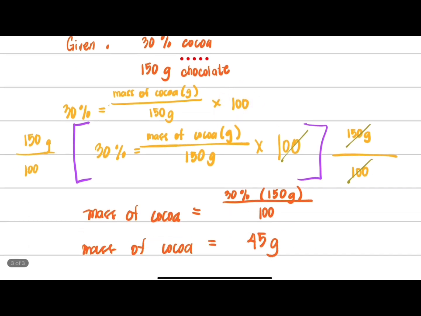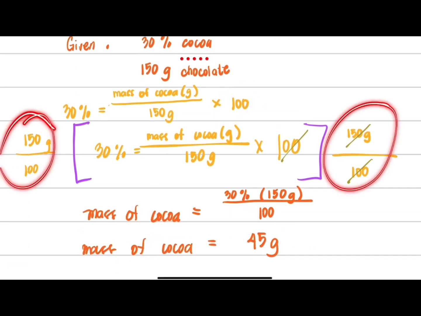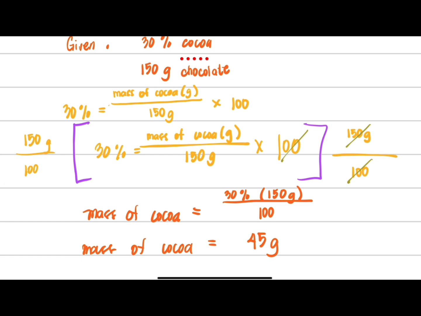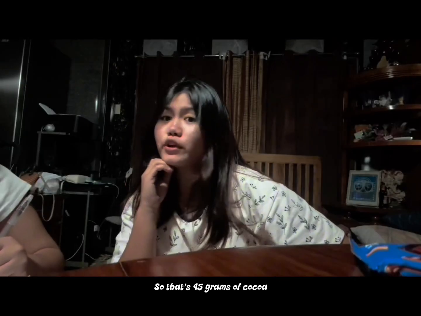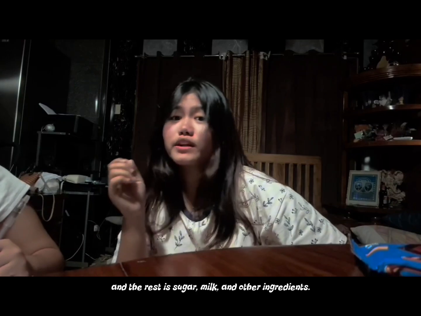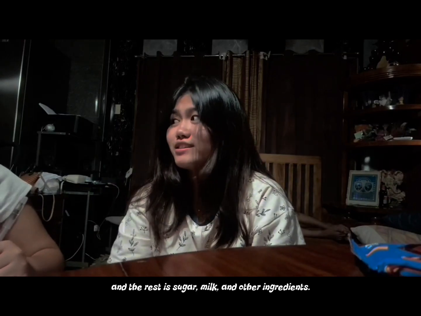Then multiply both sides by the reciprocal of 100 over 150 to cancel both sides, and it will be left with the mass of the cocoa. After that, we will multiply the 30% and the 150 grams and divide it by 100. So the mass of the cocoa is 45 grams. So that's 45 grams of cocoa. And the rest is sugar, milk, and other ingredients?